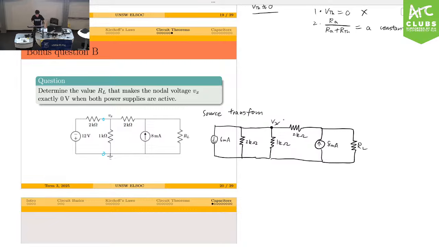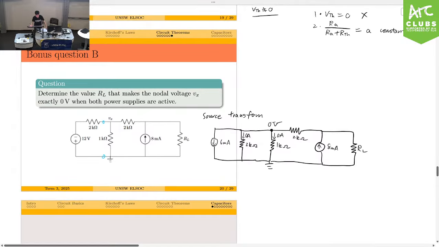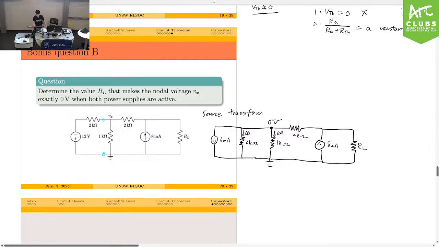What we can do next is start doing nodal analysis. Remember, we want to find RL such that Vx equals 0, right? So let's label Vx equals 0 volts. If Vx equals 0, do you see that there's not going to be any current in here? So that's going to be 0 amps, and that's going to be 0 amps if Vx equals 0. So if 6 milliamps pass through here, then 6 milliamps also must pass through here.